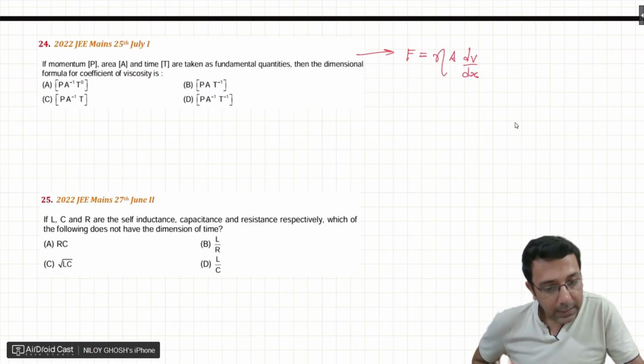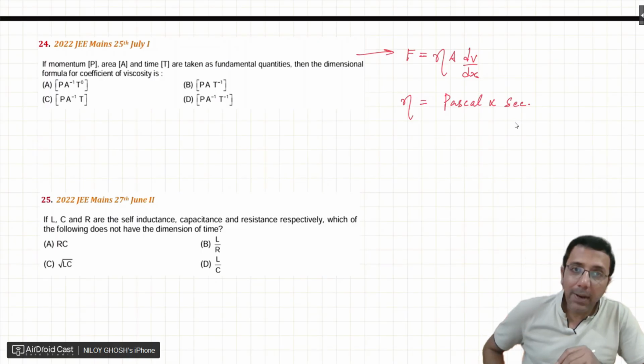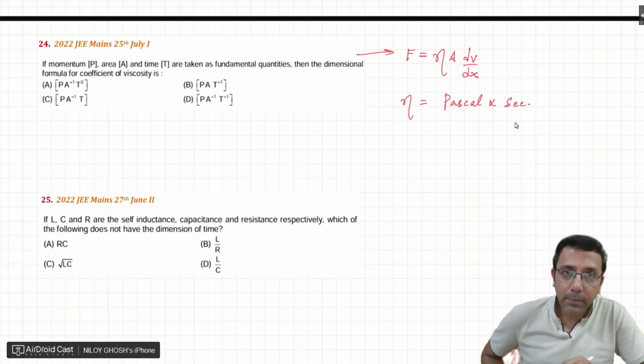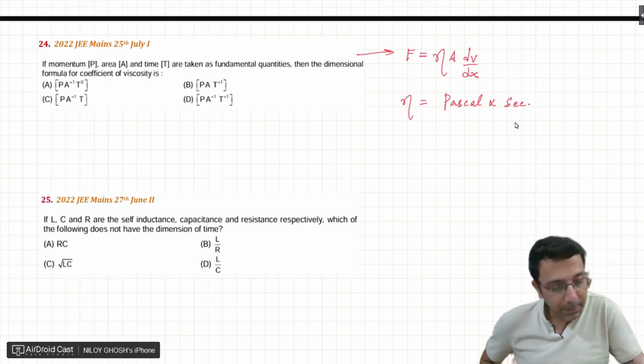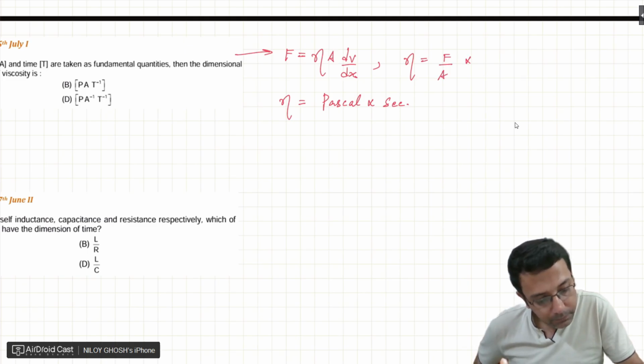Now eta, that is the viscosity, can be written as Pascal into second. How has it come? You can find out, because from here itself we get that eta is equal to F by A into, if it goes on the other side, dx by dv.